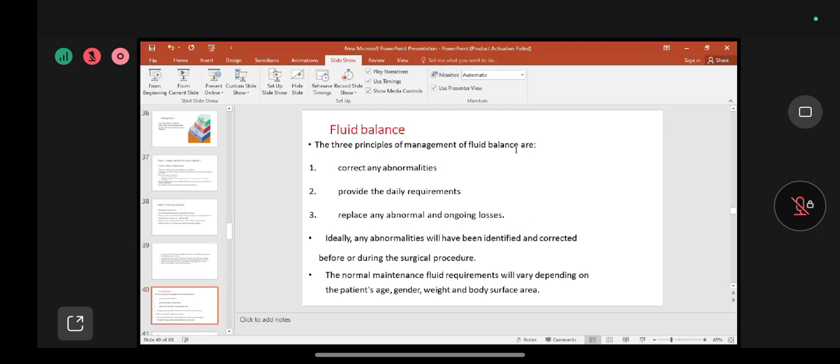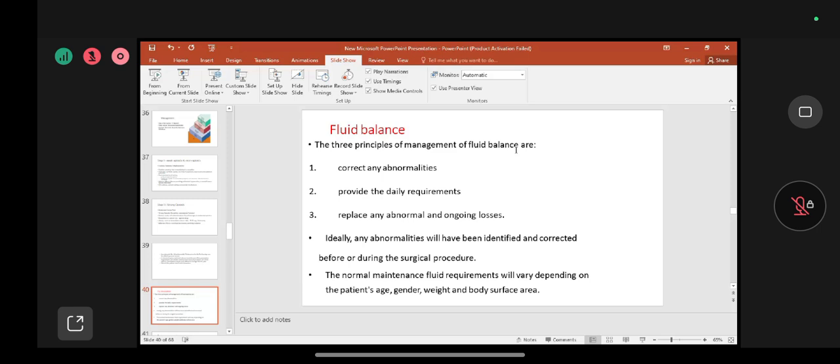Fluid balance after post-operative care. There are three principles of the management of fluid balance. First is to correct any abnormalities. Second, provide the daily requirements. And third is to replace any abnormal and ongoing losses. Ideally, any abnormalities will have been identified and corrected during or before the surgical procedure.